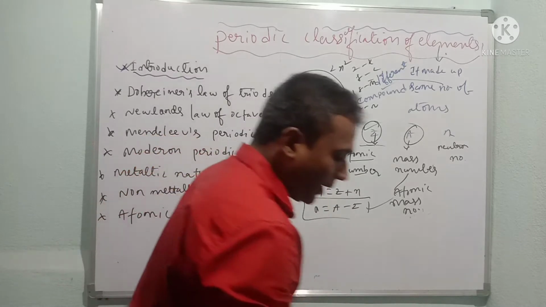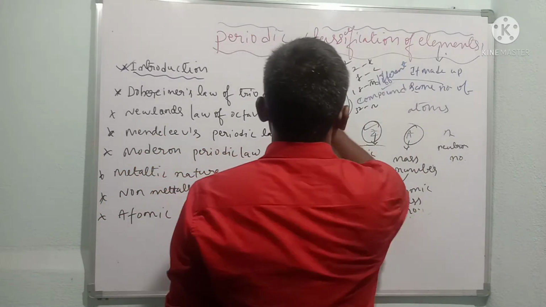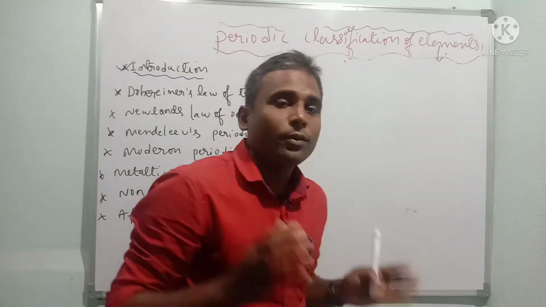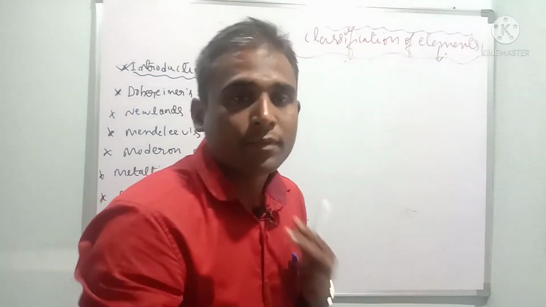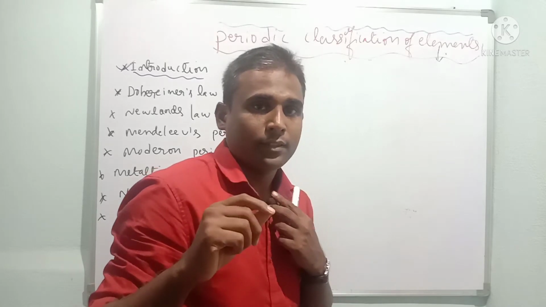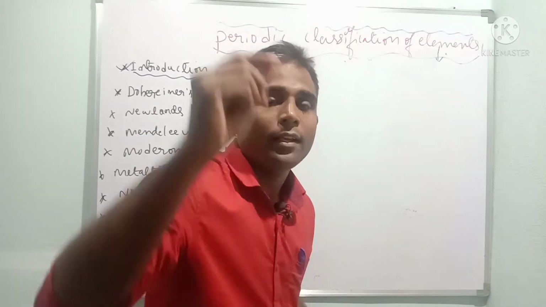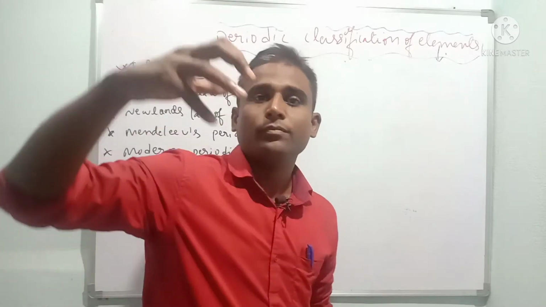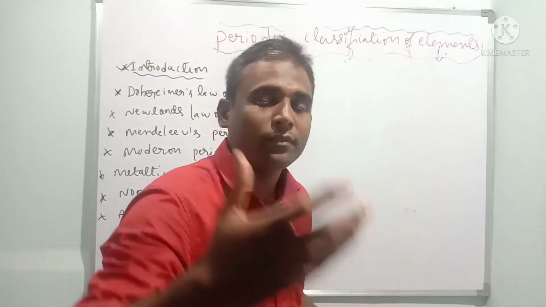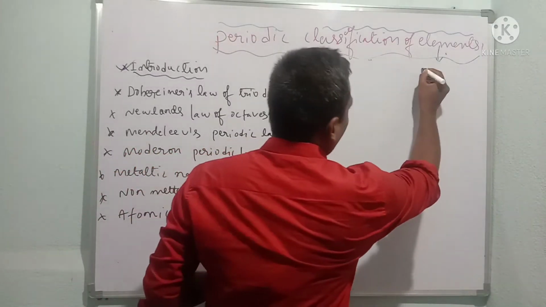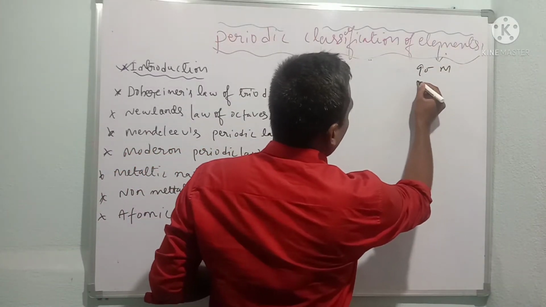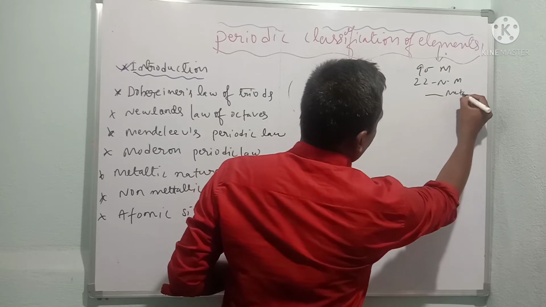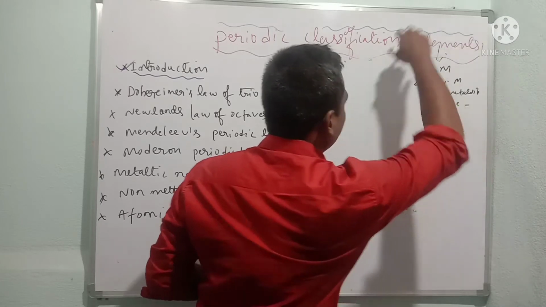Dear children, let us come to the main topic, that is periodic classification of elements. In this periodic table, we have nearly 118 elements. Among the 118 elements, 90 elements are metals, 22 elements are non-metals, and the remaining are noble gases, metalloids, semiconductors, etc. Just remember this. This is the introduction part.